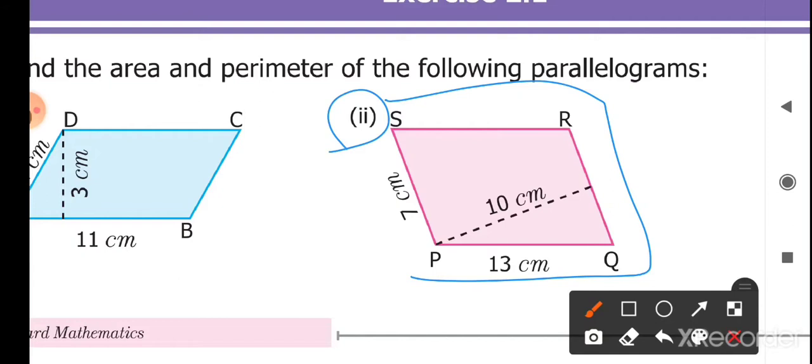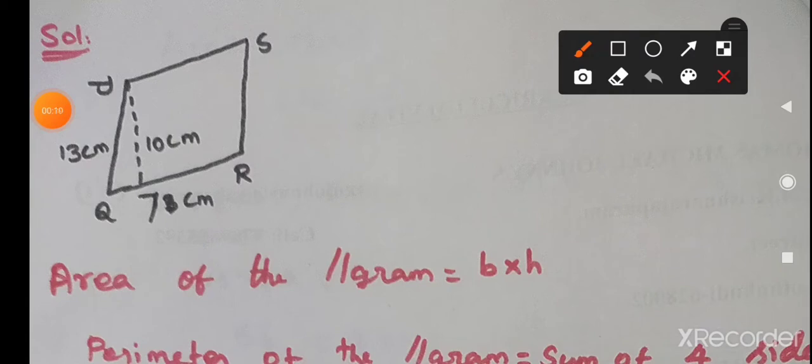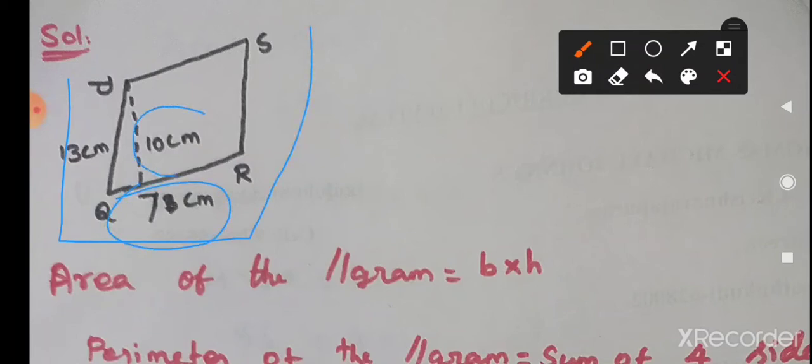PQRS. Here the parallelogram is rotated. So now we have to rotate this parallelogram. So I am rotating PQRS. Now the base is 7 centimeter and the height is 10 centimeter. This is the base, this is the height.